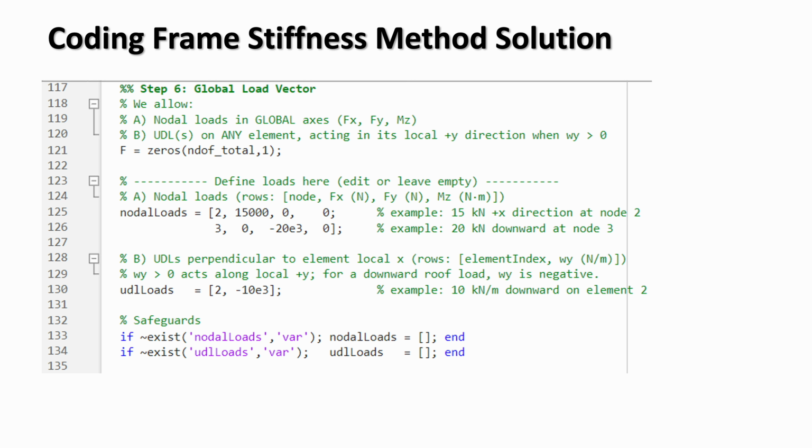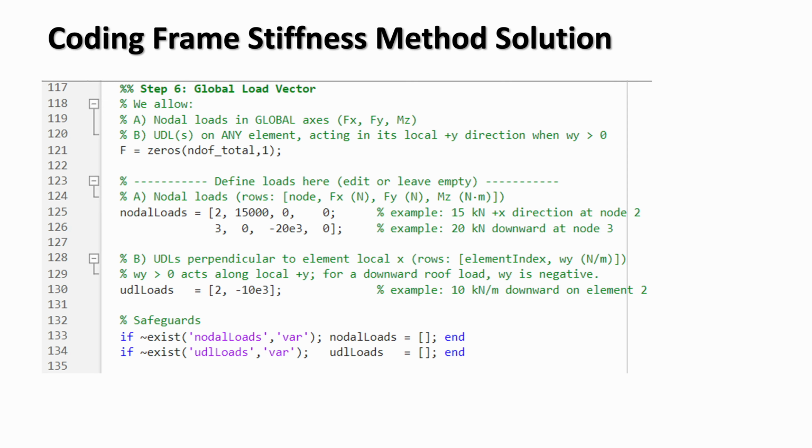Here we define the global load vector F for the structure. Two types of loading can be applied: concentrated nodal loads acting at the global x, y, and moment directions, and uniformly distributed loads, or UDLs, acting along the elements in their local y direction. In this example, a 15 kN horizontal load acts at node 2, and a 20 kN downward load acts at node 3. Element 2 also carries a 10 kN downward UDL, representing the roof load.